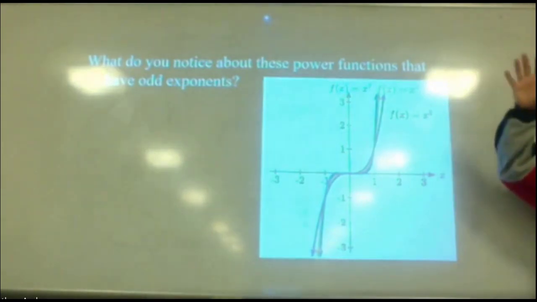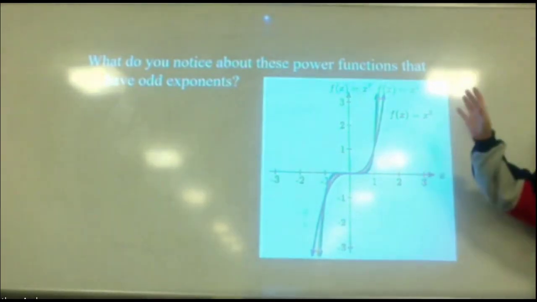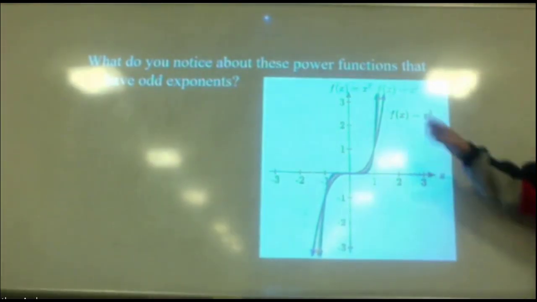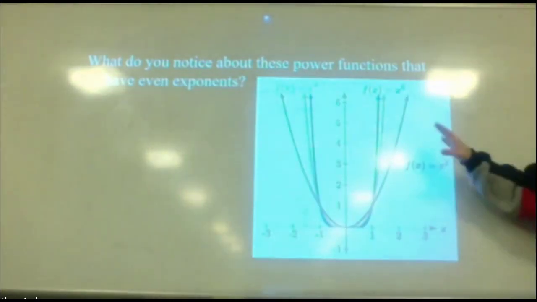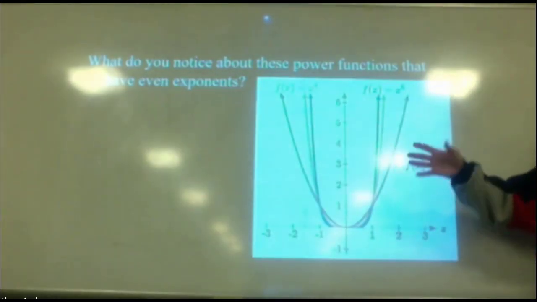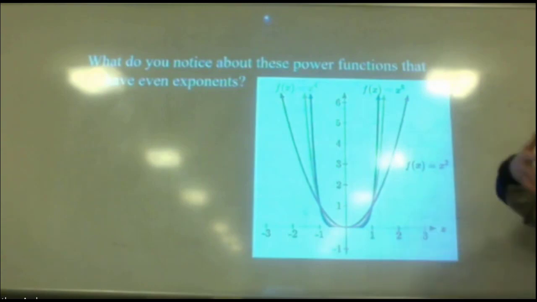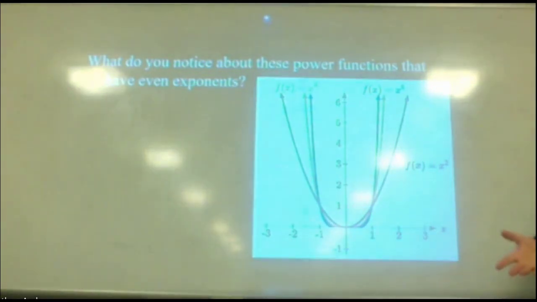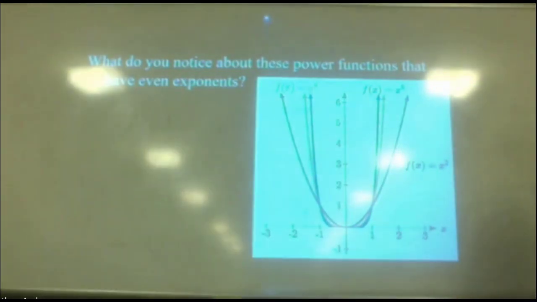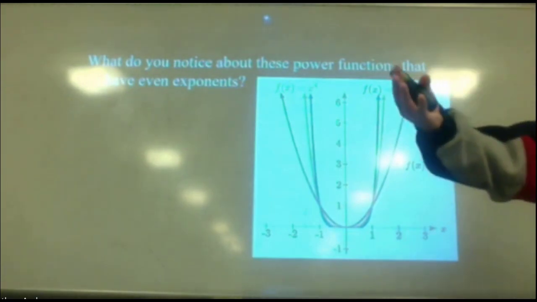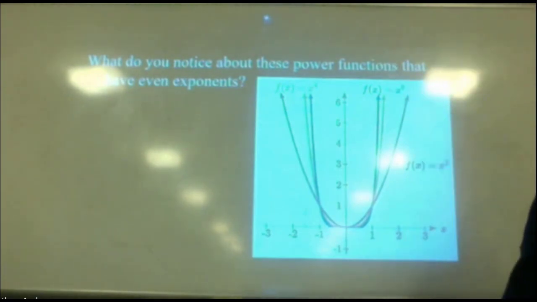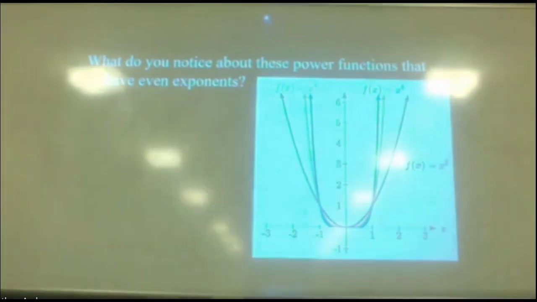Okay, and that's going to be important because we're going to use that general characteristic of this picture and this picture to help us when we talk about something called end behavior of general polynomials. Because end behavior is talking about what happens on the far left-hand side and what happens on the far right-hand side.